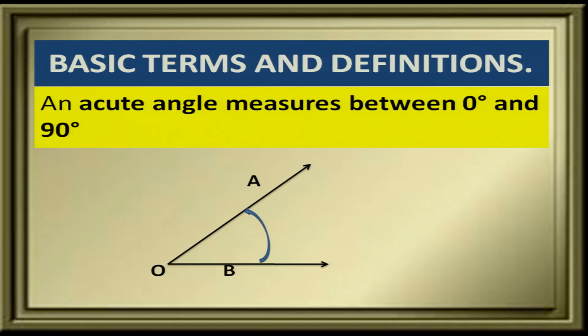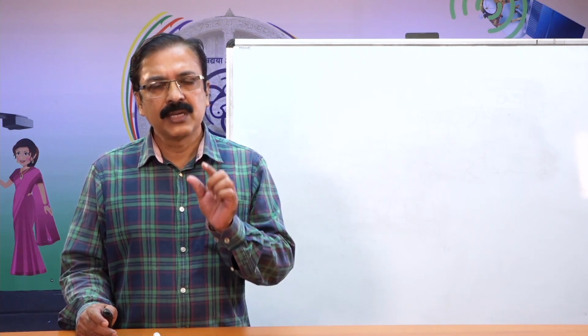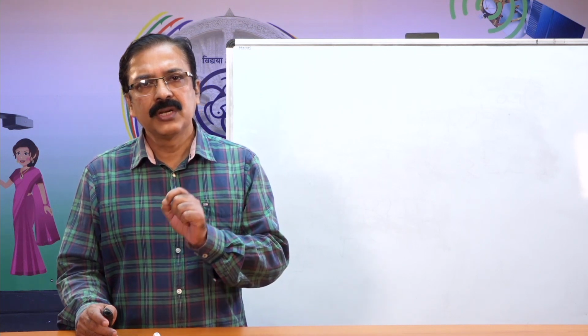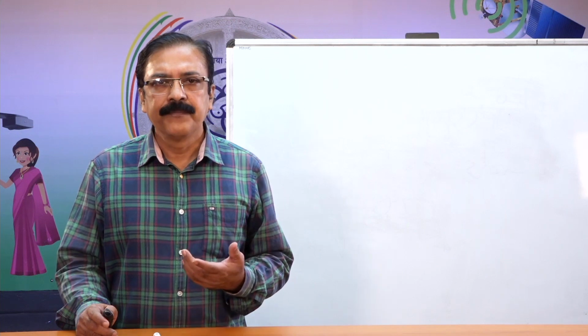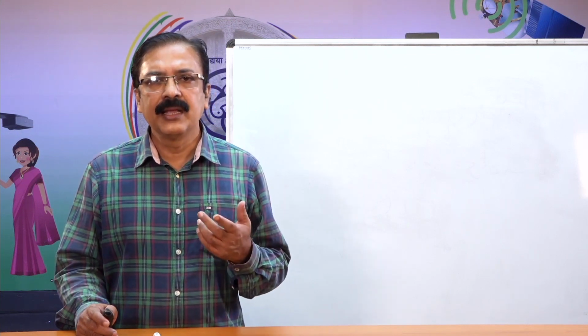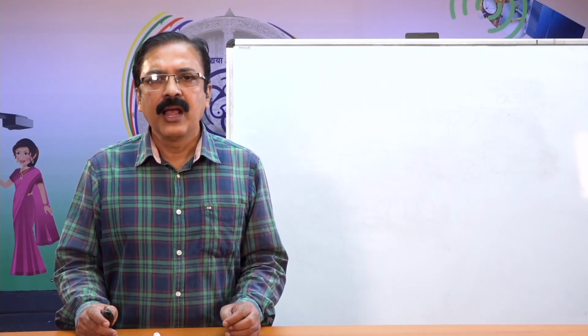First is the acute angle. What is an acute angle? An acute angle measures between 0 degrees and 90 degrees. So suppose an angle measures 1 degree, that is an acute angle. 26 degrees is an acute angle because it is less than how much? 90 degrees. And 76 degrees, 89 degrees. So 89 degrees is also an acute angle.